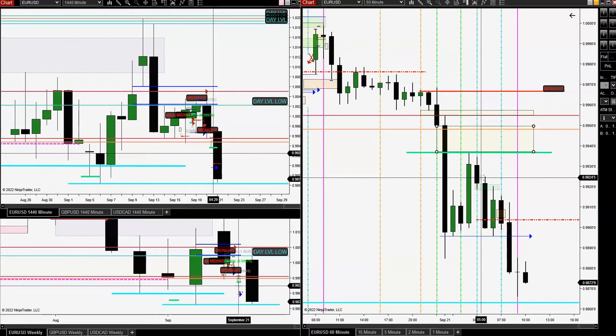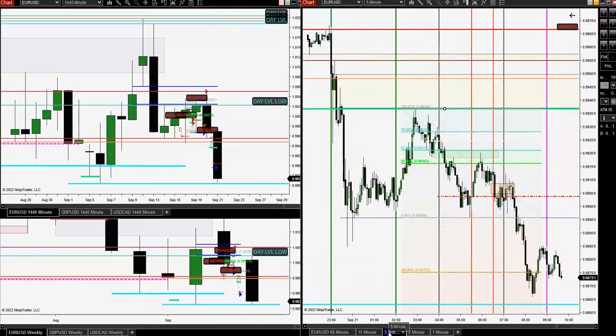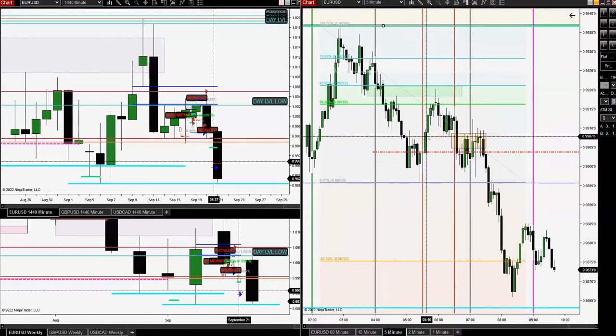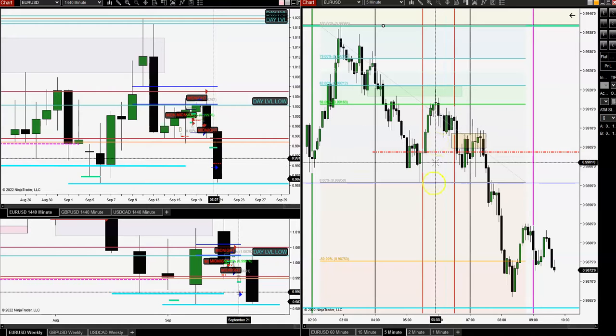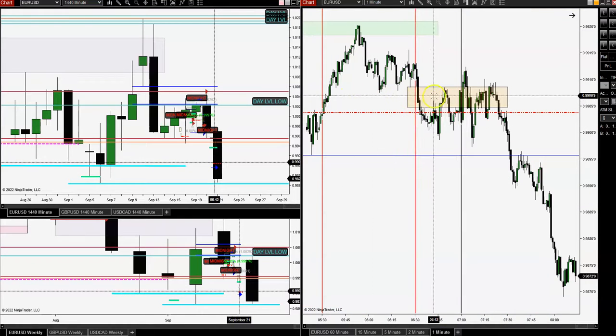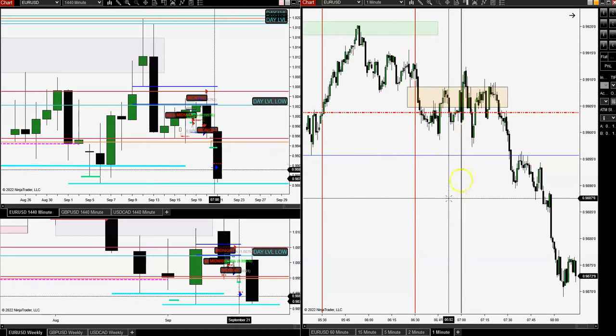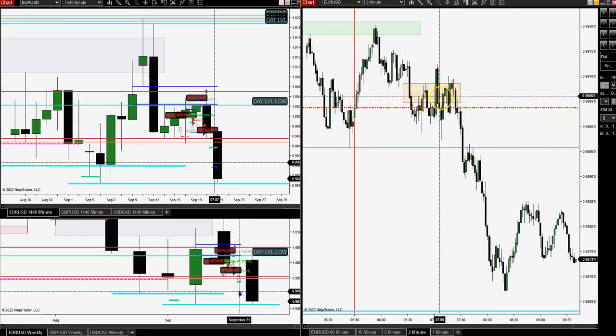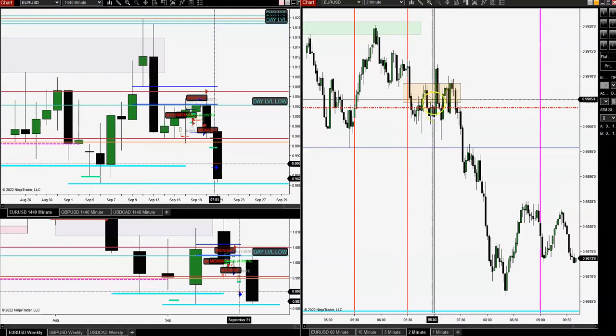And I feel like these are just things that you're going to get used to as you get better with ICT concepts. Now, I didn't take a trade in this, however, I was watching it, and it just didn't really meet the rules of engagement on my end. The setup wasn't really there, and you could see it happening. You could see this here. I actually do like that. Let me see, but it didn't give a chance for a fair value gap in here, so that was unfortunate.